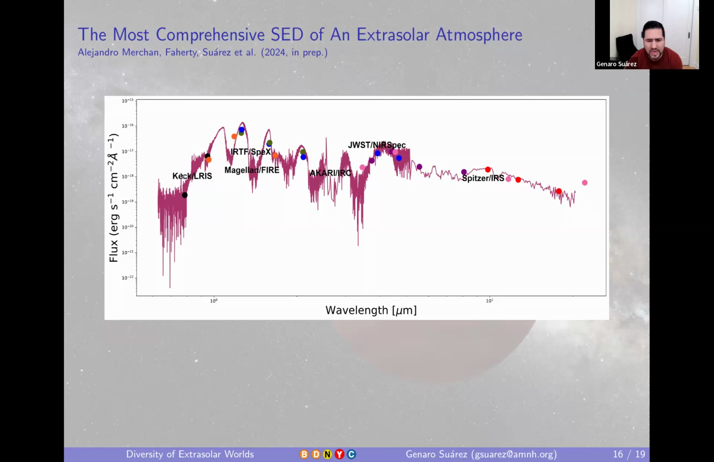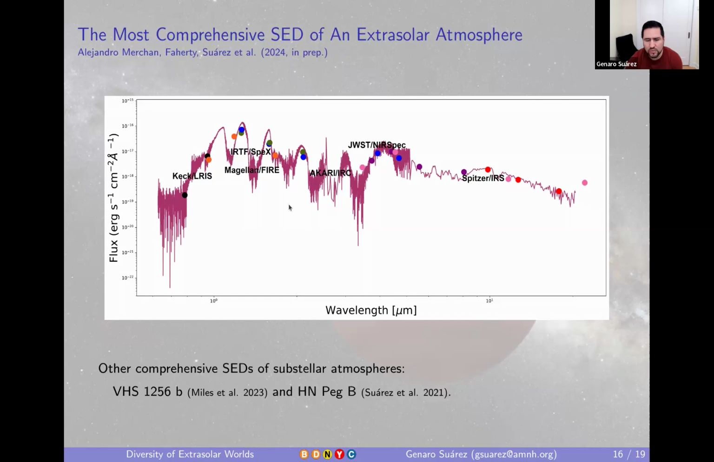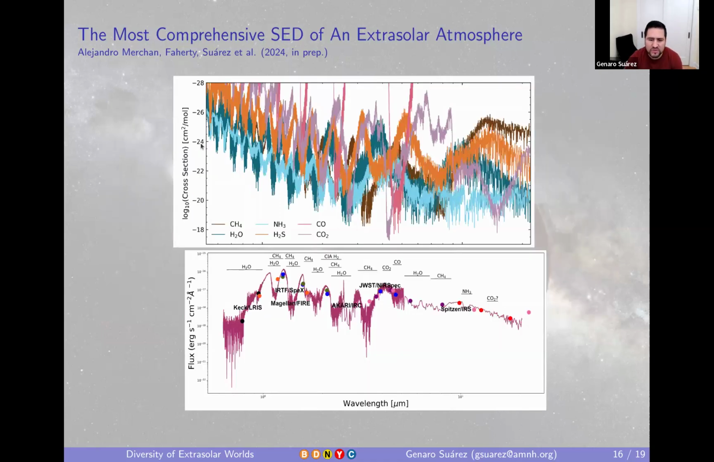We have observations by Keck, IRTF, Magellan, Akari, James Webb, and Spitzer. With this ensemble of observations, we are capturing most of the light emitted by this object. These are the cross sections of the main features expected in the atmosphere of this object that help us to identify the main features in the spectrum.